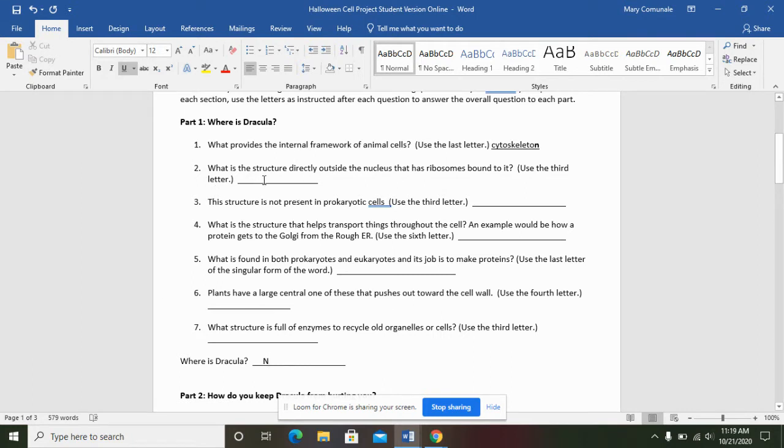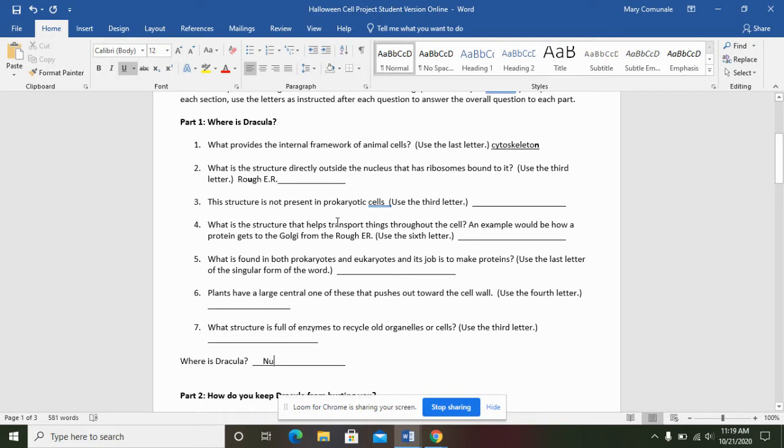What is the structure directly outside the nucleus that has ribosomes bound to it? Structure right outside the nucleus has ribosomes on it. That has to be the rough ER, rough endoplasmic reticulum. Use the third letter. So the third letter of rough is a U. So my next letter will be a U.